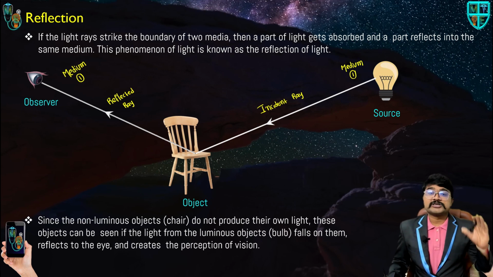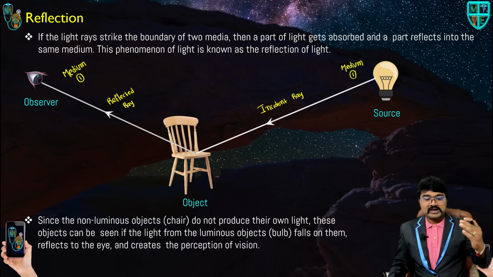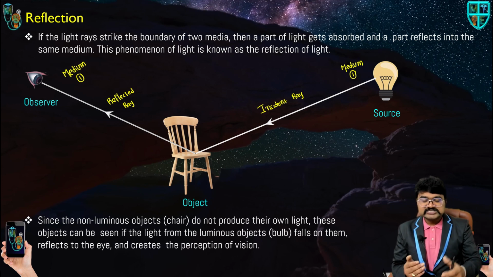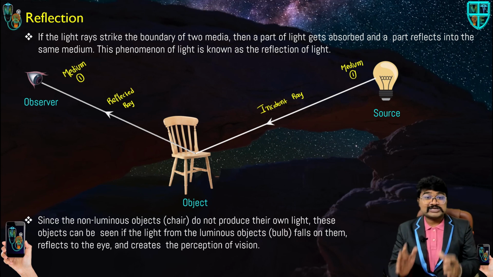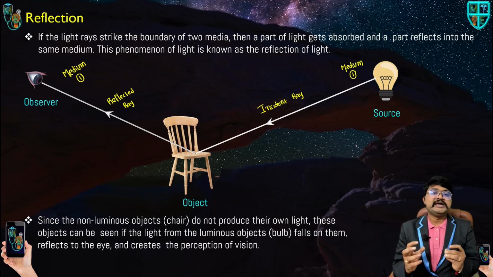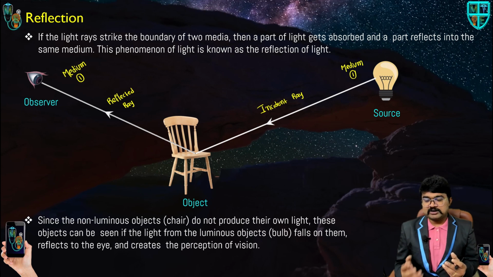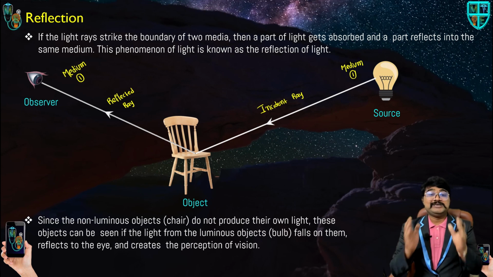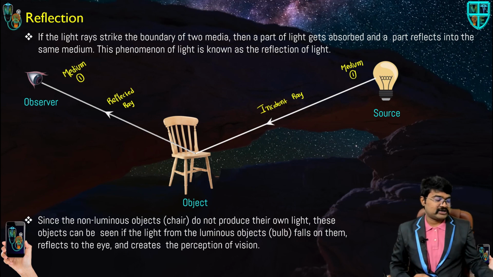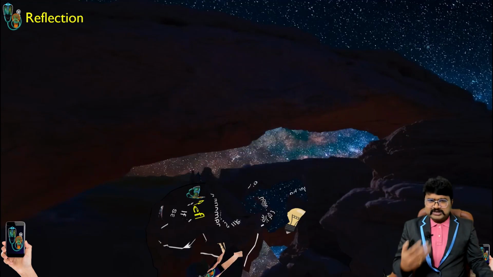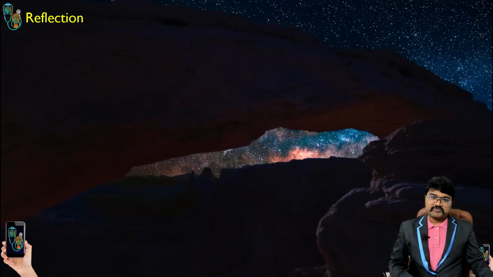Understood now? From the source, light is coming. This is the incident ray, incident on the chair, reflected from the surface, reflected to the same medium. Same medium is very, very important. Reflection is the phenomenon in which the medium will be the same. Now we can discuss in detail about reflection, with some more discussion here.